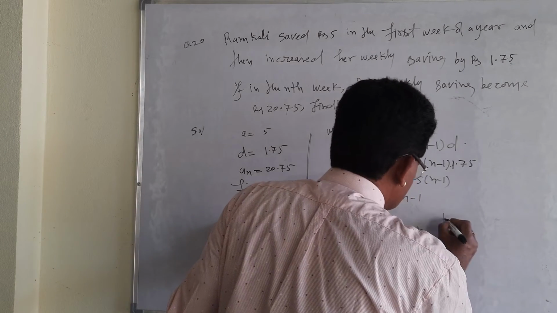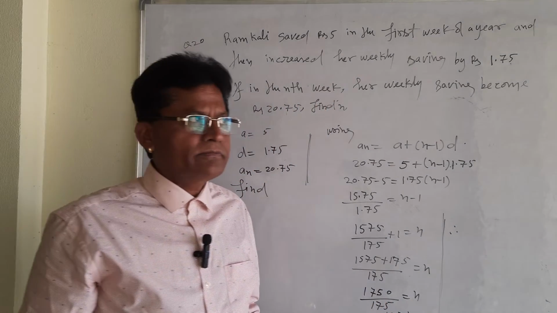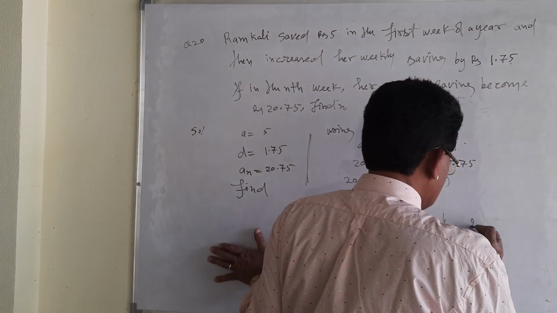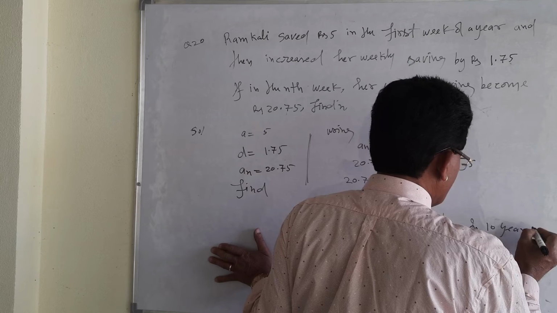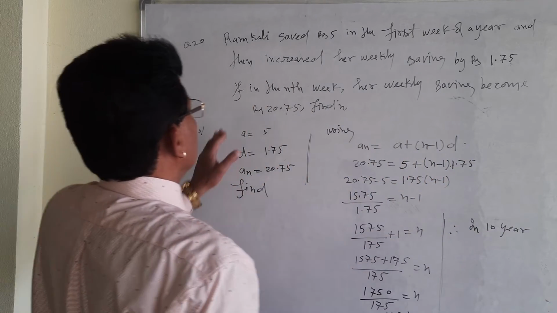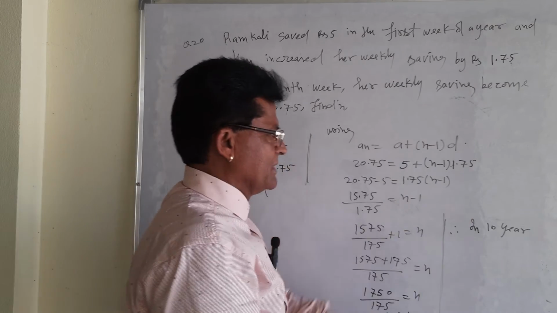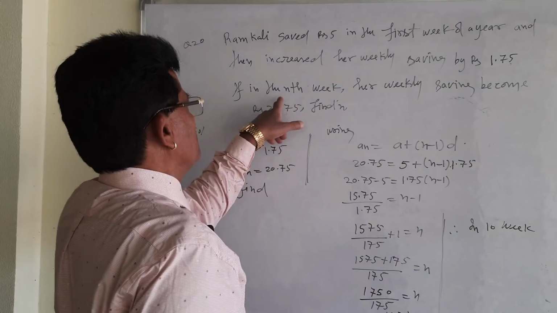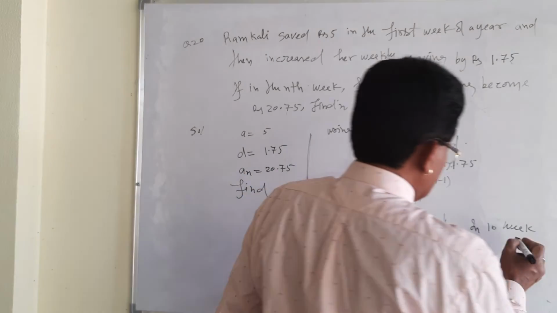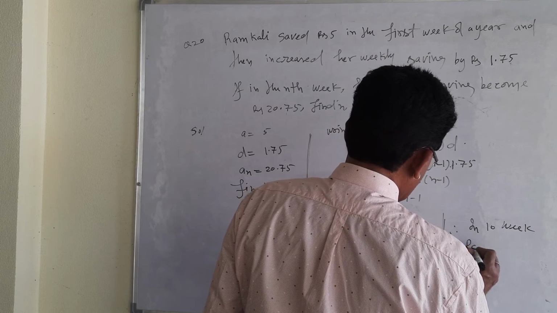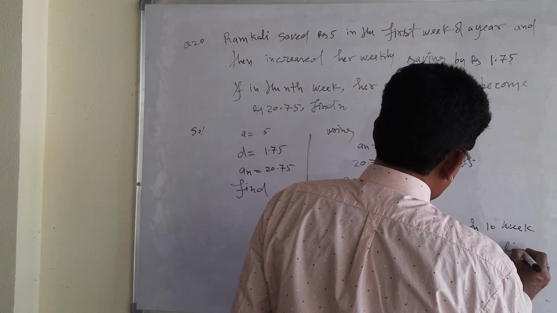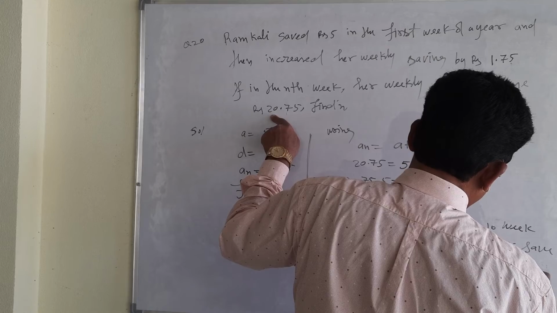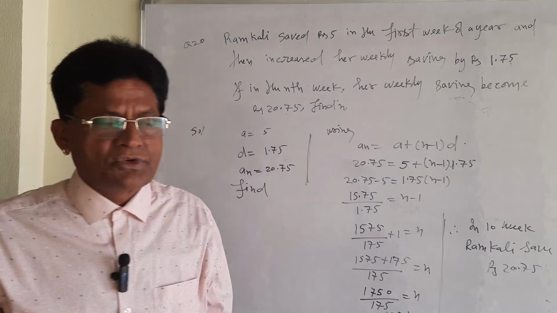What does it mean? In 10 weeks she will save rupees 20.75. Because here it is given, in the nth week, not years, in 10 weeks, because weeks are given. Find the nth week, means in 10 weeks, Ramkali saves rupees how much? 20.75. Like this you can find out the solution of the questions.